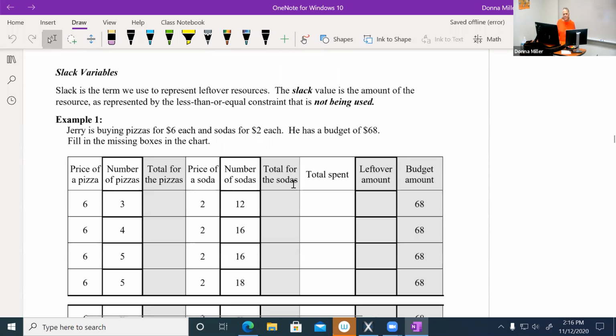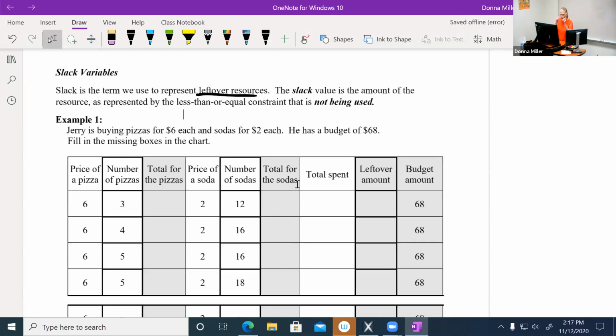We're going to set this up so you can see how slack variables work. Slack is a term for leftover resources. If I'm making a cake with eggs and flour and milk, I'm going to have some leftover eggs and flour and milk. I would have a slack variable for each one of the things that I use to make it. For each different type of thing you use, you're going to have a slack variable.